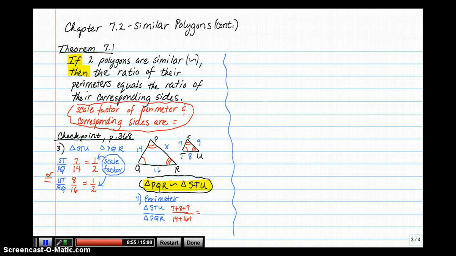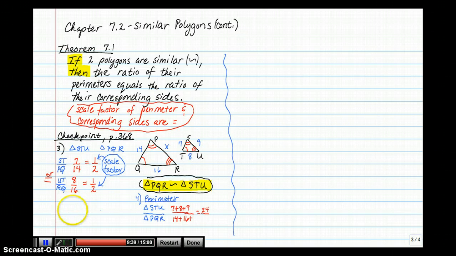So we're looking now at the perimeter to determine if the scale factor is also 1 over 2 for the perimeter. So we take the perimeter amounts. We've got 7 plus 8 plus 9 for triangle STU because we're comparing the perimeter of triangle STU to the perimeter of PQR. And we know that 7 plus 8 is 15 plus 9 is 24. And then we've got the other triangle, PQR, which is 14, 16, and we just found out the x value. So let's go ahead and write that x value. The x value will have to be determined proportionally.